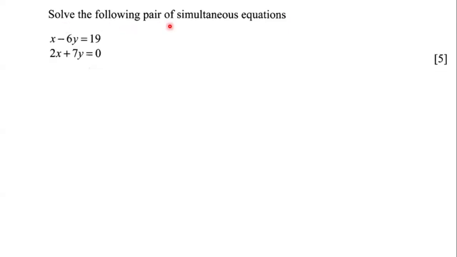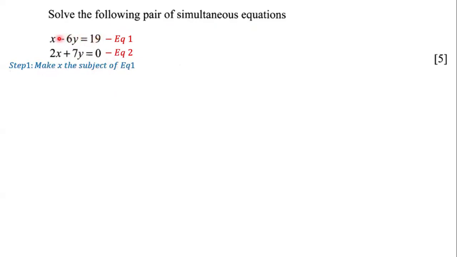Solve the following pair of simultaneous equations. Notice that we have x minus 6y is equal to 19, and we have 2x plus 7y is equal to 0. The first thing we're going to do is label this one as equation 1, and we label this one as equation 2. Next, we're going to make x the subject of equation 1.